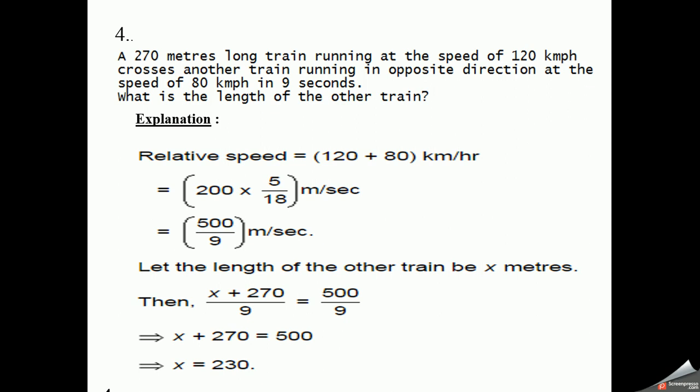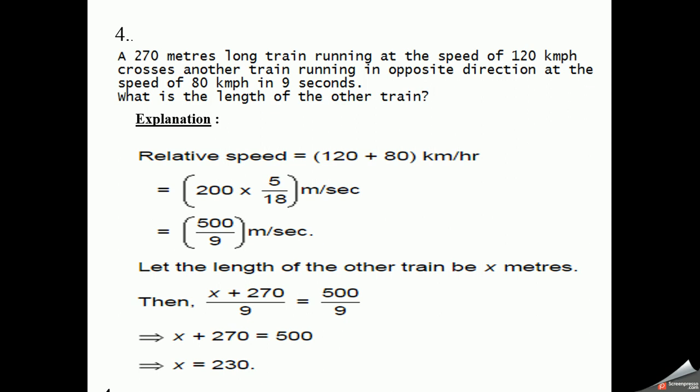While solving this type of problem, you first have to calculate the relative speed, because the two trains are traveling in opposite directions. So add the two train speeds to calculate the relative speed. 120 plus 80 equals 200 km per hour. Convert 200 km per hour into meter per second: multiply 200 by 5 by 18, which equals 500 by 9 meter per second.